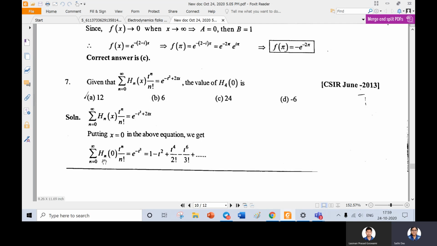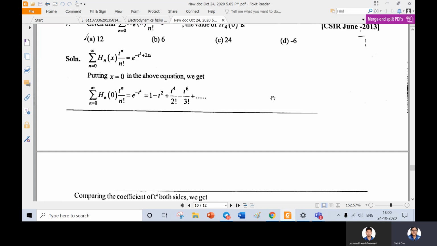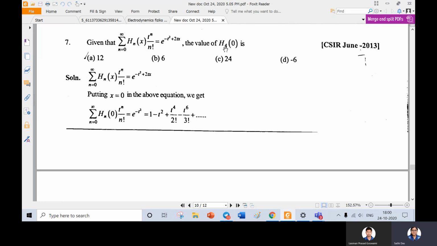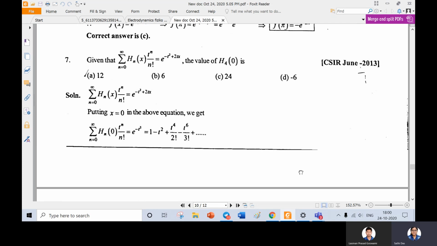So you will get the sum of n equals 0 to infinity H n 0 to the power n by n factorial equals e to the power minus t square, since the 2tx term will be 0. So e to the power minus t square, you can expand as 1 minus t square plus t to the power 4 by factorial 2 minus t to the power 6 by factorial 3 and so on. So you need to find the coefficient of H4 at 0. So compare the coefficient of H4 at 0.